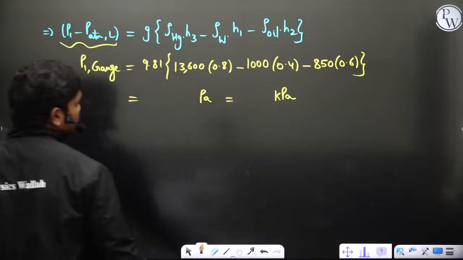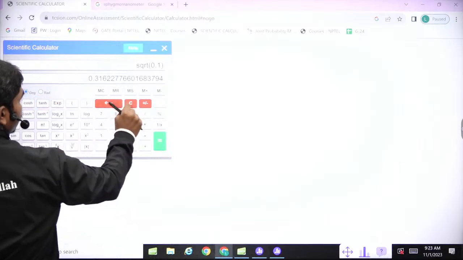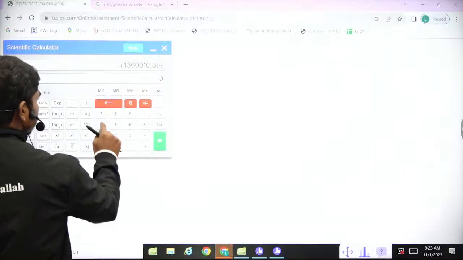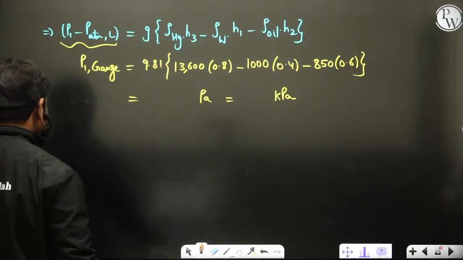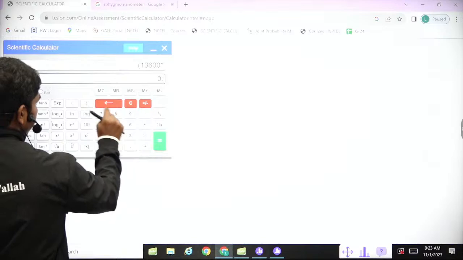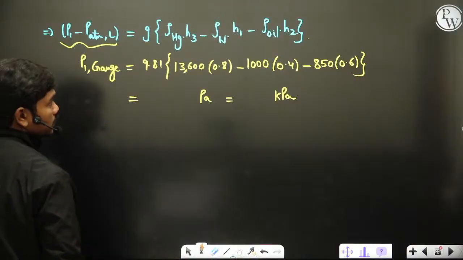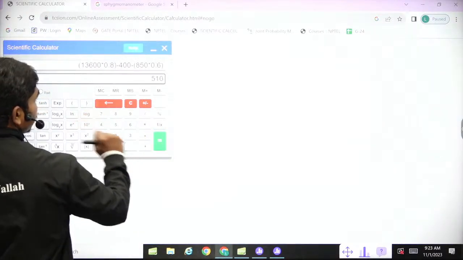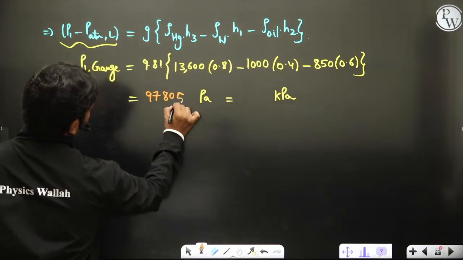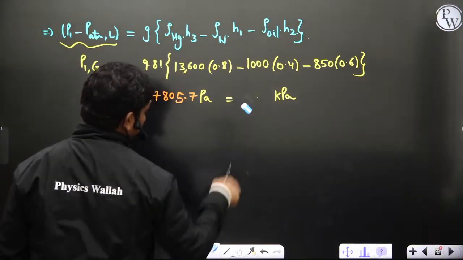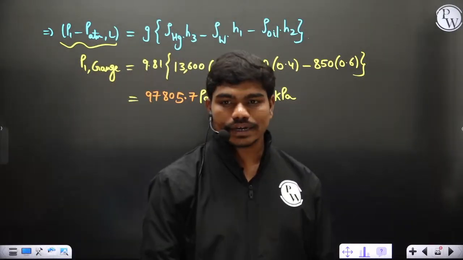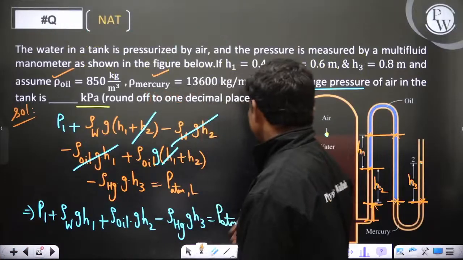Let us first do the calculation. Let us take a calculator. 13,600 into 0.8 minus 1000 into 0.4, which is 400, minus 850 into 0.6. Sorry, something was mistyped. So 13,600 into 0.8 minus 400 minus 850 into 0.6. This value multiplied with 9.81 gives 97805.7 pascals, so 97.80 kilopascals is the gauge pressure of air at this particular point 1.